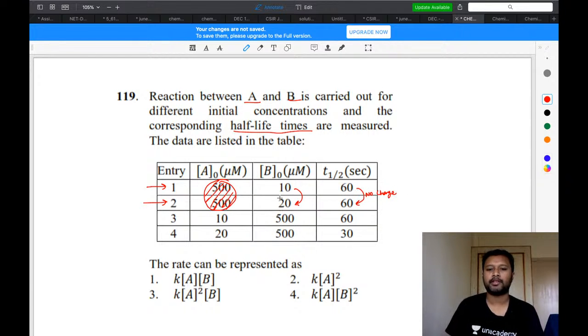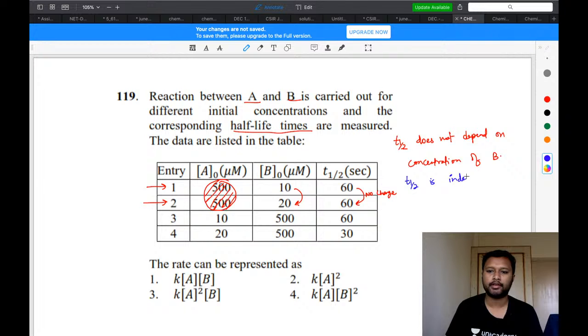So what does that mean? It means that the T half does not depend on the concentration of B. That's what you can say. Or you can say that T half is independent of the concentration of B. If it is independent of the concentration of B, what kind of reaction will it be? It will be a first order reaction. Okay, this will be first order with respect to B. So with respect to B, this reaction is going to be first order.